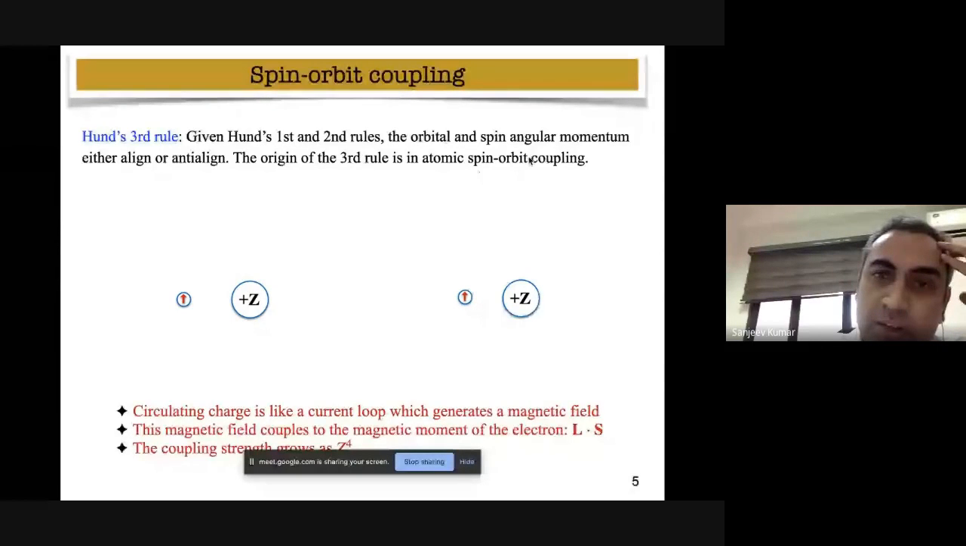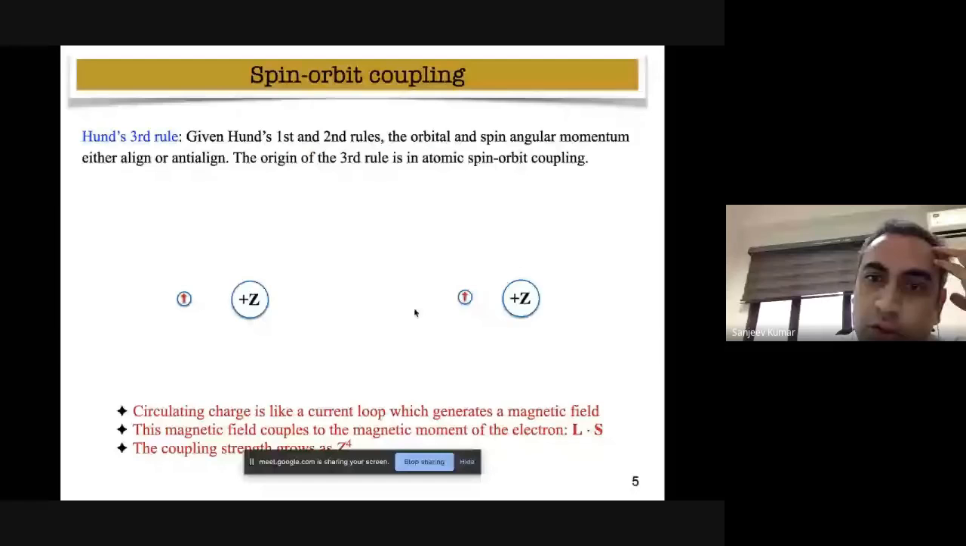So let me briefly explain what this concept of spin orbit coupling is. So imagine that we have an electron, and here is a positively charged nucleus. So what is this electron doing? It has a spin and it is revolving around this positively charged nucleus, right? Now you go to the reference frame of this electron and ask what you will see. This is what you will see, right?